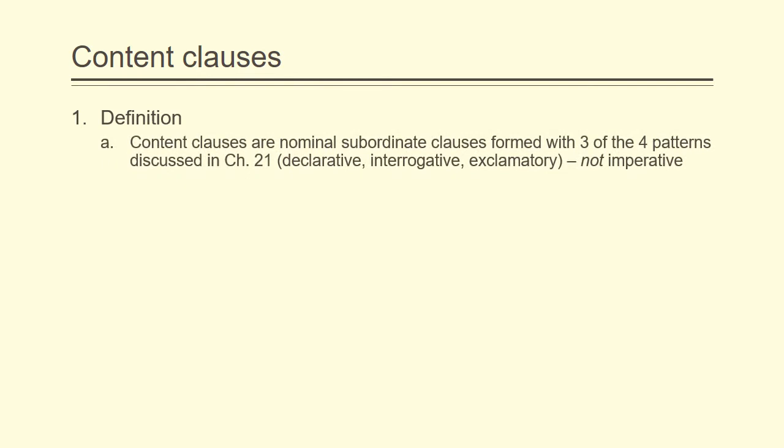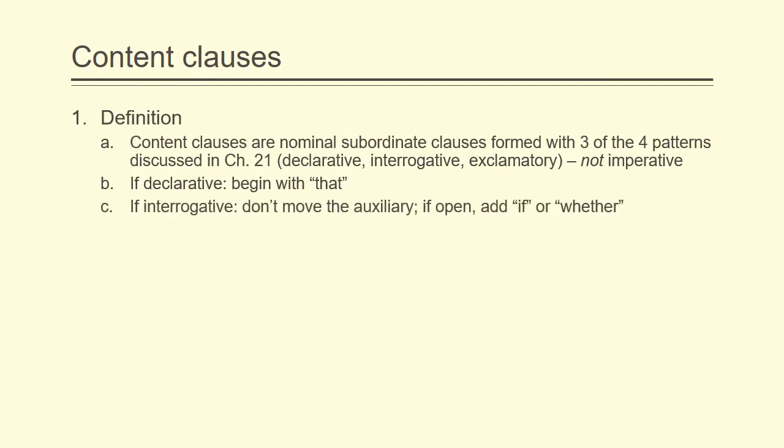Okay, so taking a closer look at content clauses. First of all, let's define them. A content clause is just a nominal subordinate clause which is formed with one of the four patterns that we discussed in chapter 21. So these are the declarative, interrogative, and exclamatory clauses, but not the imperative pattern. The declarative content clauses begin with that. The interrogative don't move the auxiliary, and also if it's a closed interrogative clause, it adds if or whether.